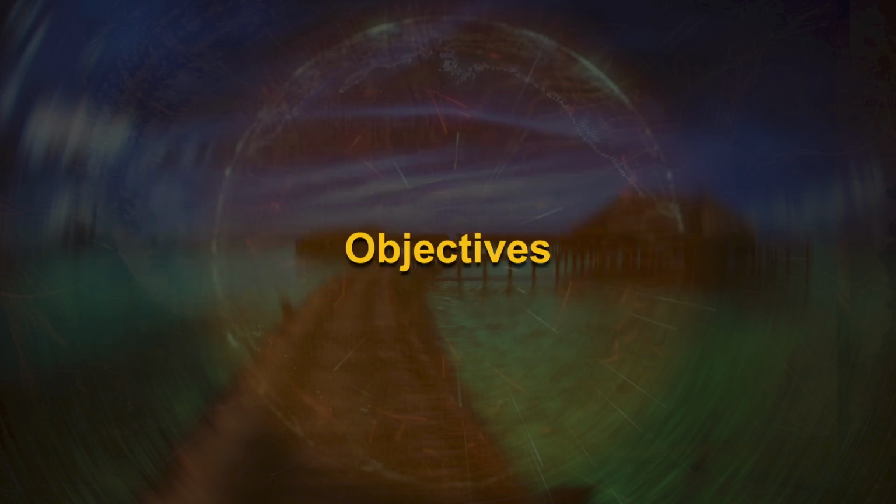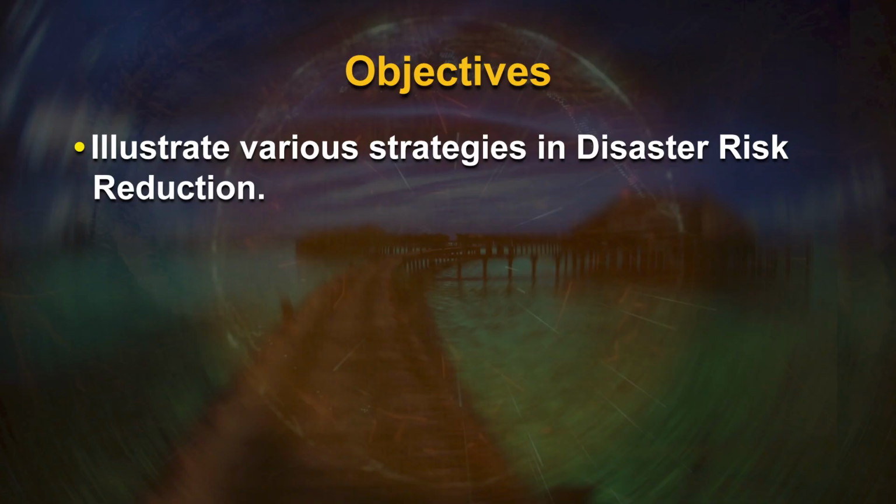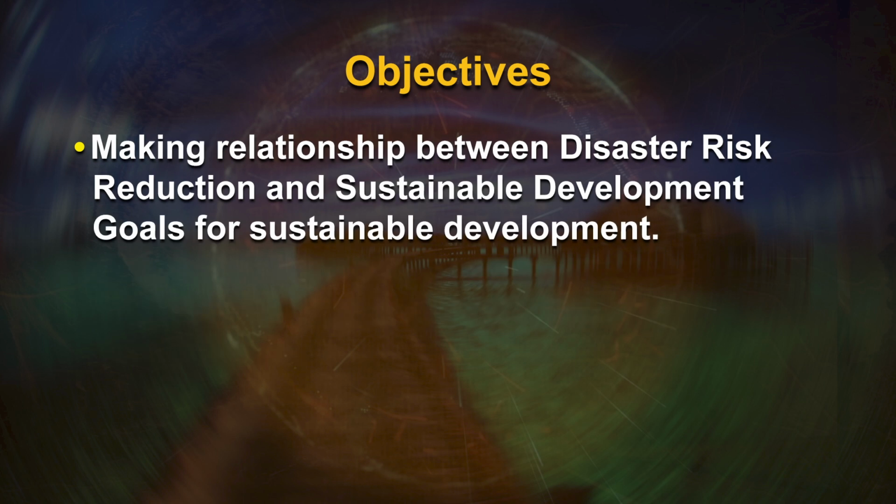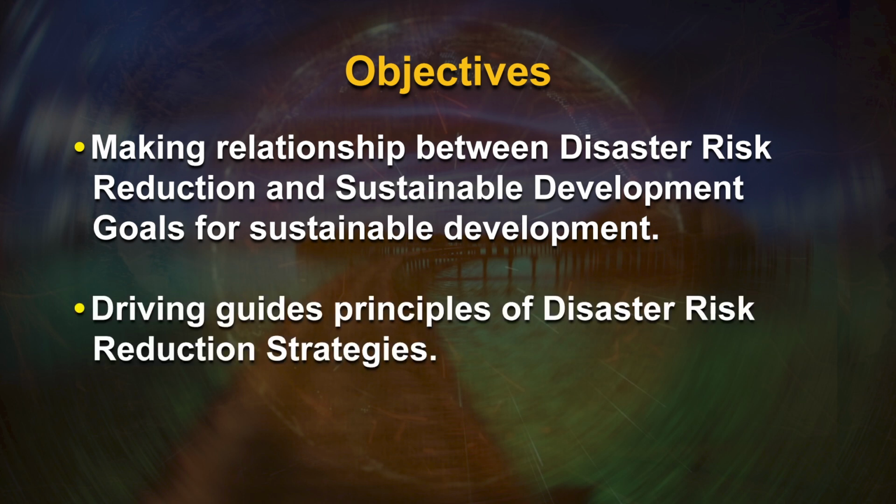Objectives of this lesson. On completion of this lesson, you will be able to illustrate various strategies in disaster risk reduction, orient and implement related activities on disaster risk reduction at micro and macro levels, make the relationship between disaster risk reduction and sustainable development goals for sustainable development, and identify driving guides and principles of disaster risk reduction strategies.